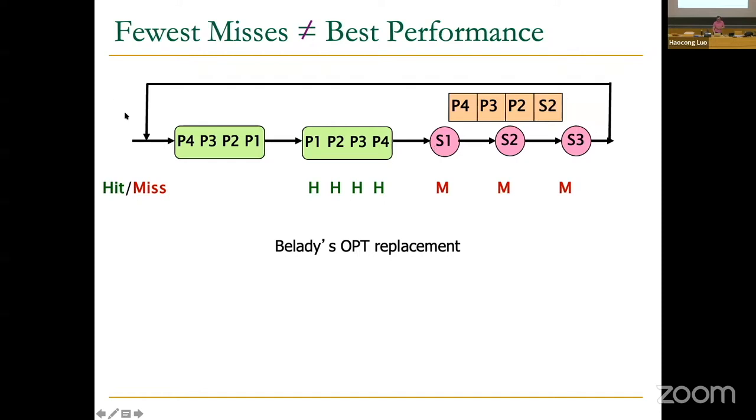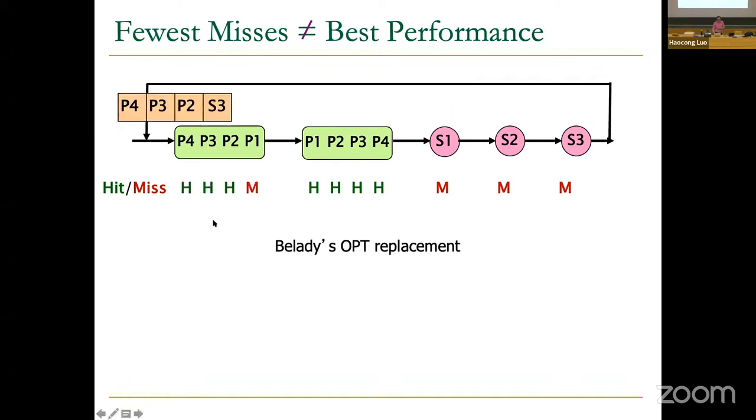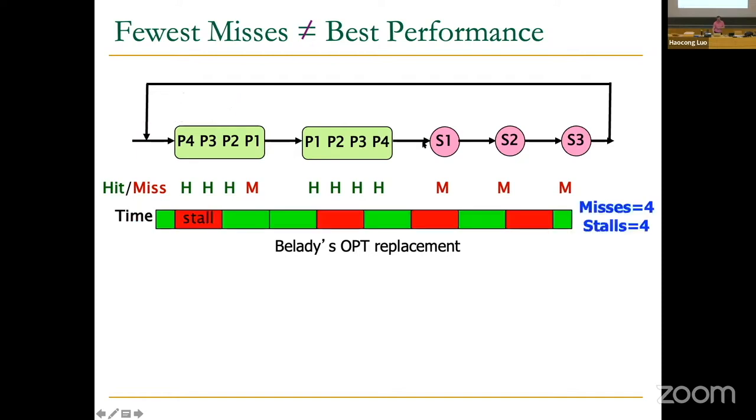And then when you get over here, you see P4, that's a hit, clearly. So these three are going to be hits because P4, P3, and P2 are in the cache. S3 is in the cache, and now you have P1. P1 is a miss because it's not in the cache, and P1 is going to replace S3 because S3 is the one that's going to be referenced furthest into the future, because you're going to reference P1, P2, P3, P4, all of them over here. Okay, so that basically gets us back to the steady state.